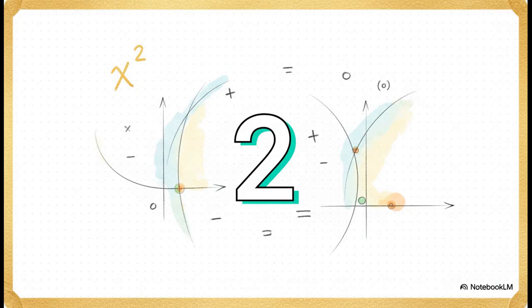And here's a really important rule to remember. See that little squared in the term ax squared? That's your biggest clue. It tells you that a quadratic equation will have, at most, 2 roots. You might find 1, you might find 2, but you'll never find 3. That number 2 is the limit.